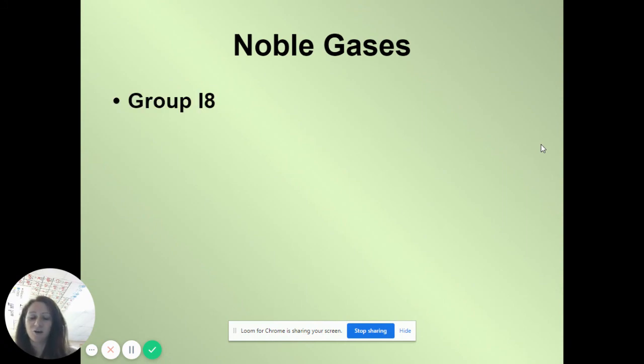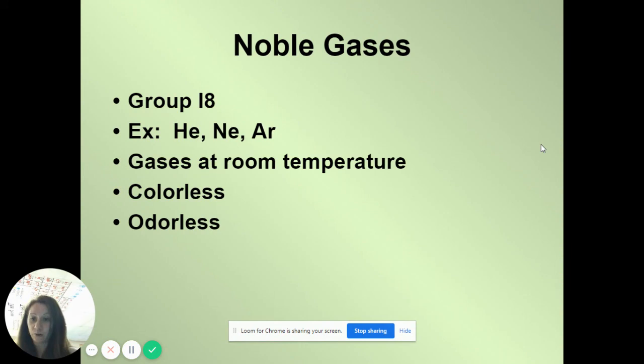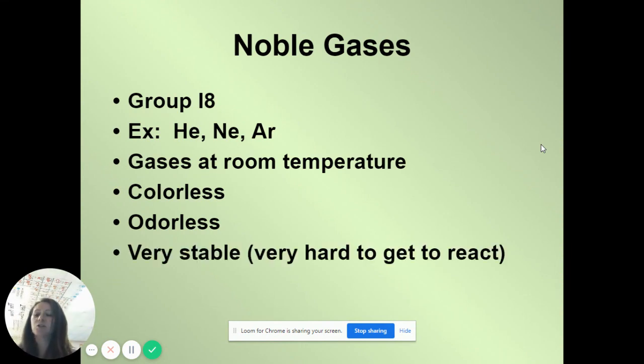Noble gases are group 18. They're the very last group on the periodic table, all the way to the right side. They include helium, neon, argon, xenon, radon. They are called noble gases because they're gases at room temperature. They are colorless, so you can't really tell that they're there. They're odorless, so they're colorless, odorless gases. And they are extremely stable. That's why they call them noble, because they're very, very hard to react.